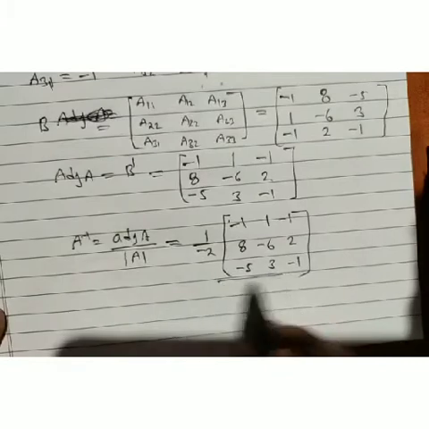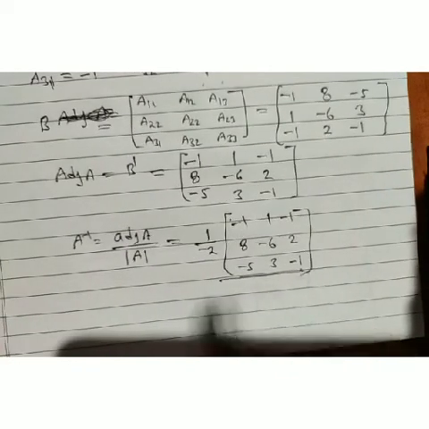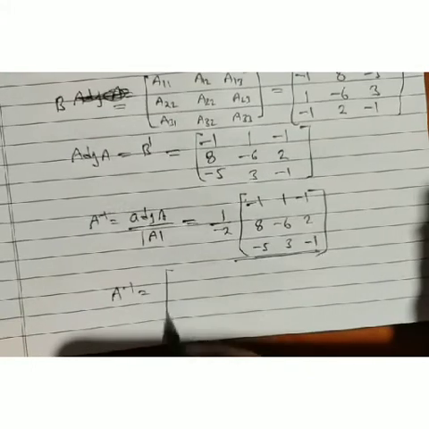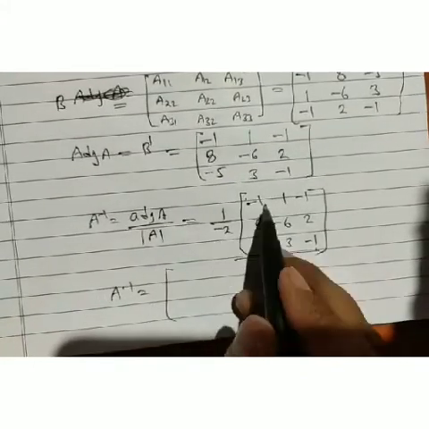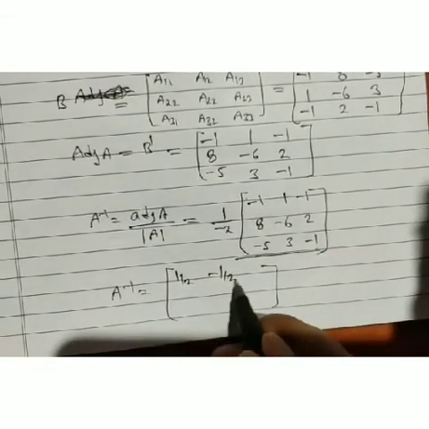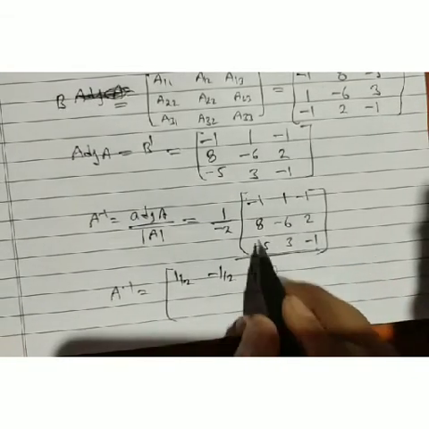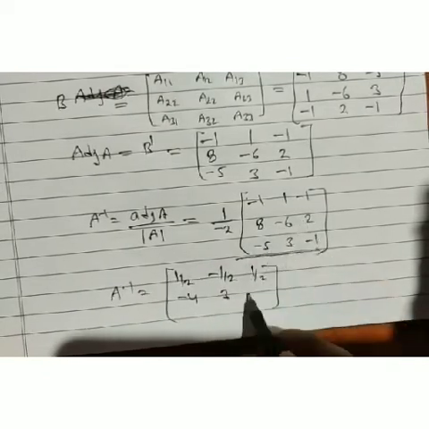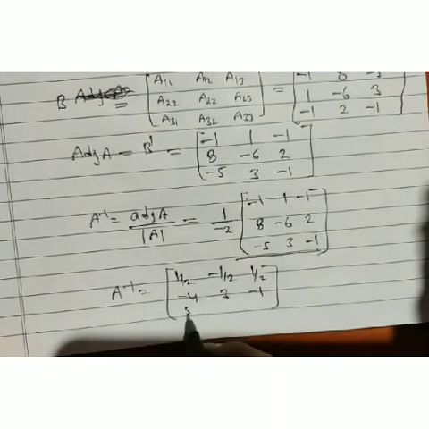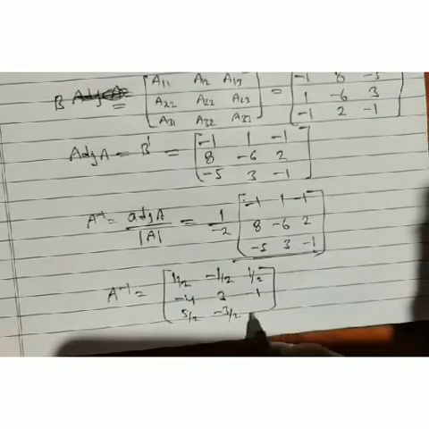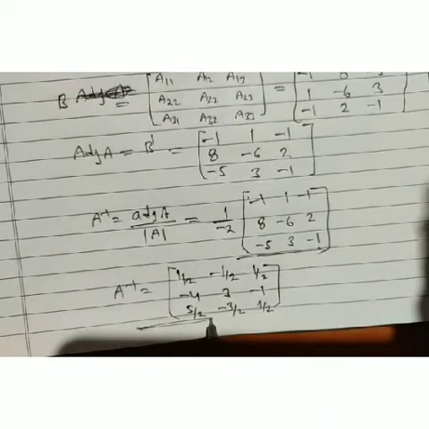We can write it in the same way, or we can write A inverse by dividing each element by minus 2. Here we have 1 by 2, here minus 1 by 2, here 1 by 2, here minus 4, here 3, here minus 1, here 5 by 2, here minus 3 by 2, and here 1 by 2. This is our required A inverse.